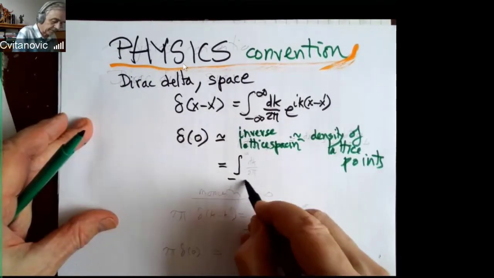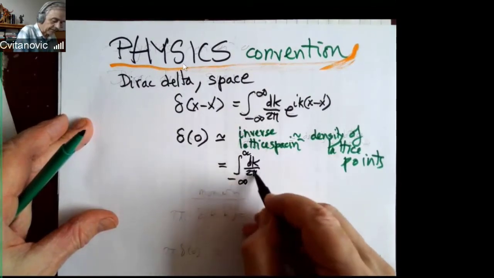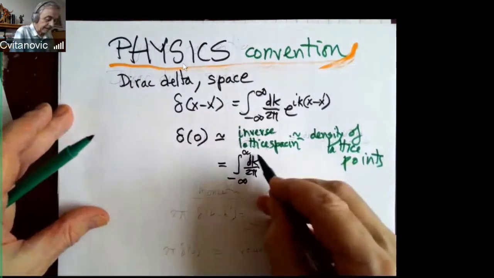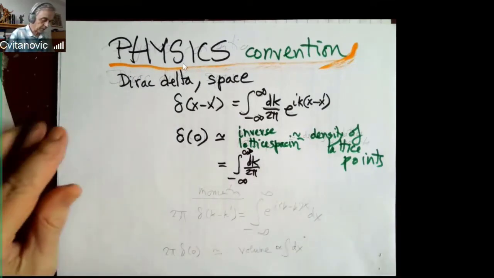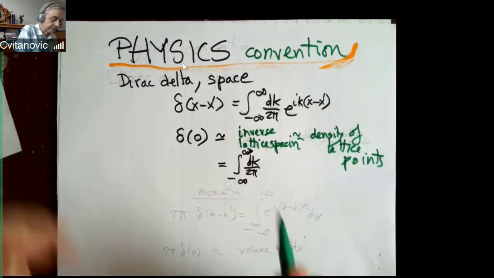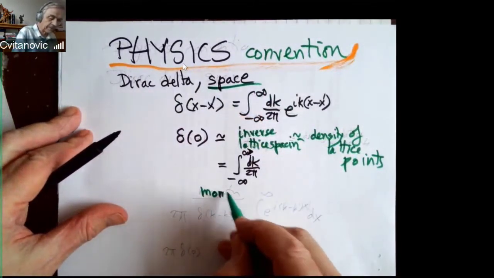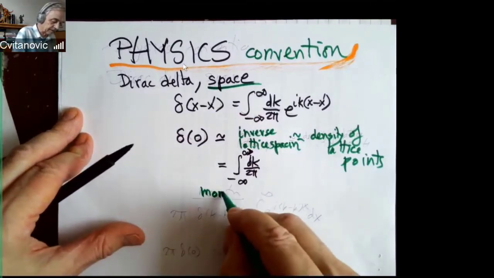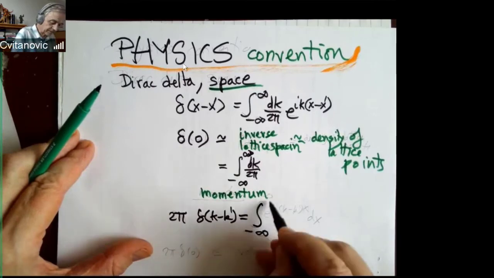Because you're going from minus to plus infinity, you get formally infinity for 0. That's what it intuitively means to condensed matter physicists. It's a limit of what happens when you have small lattice spacing. In momentum, this is space, but now in momentum, or wave number, or frequency, or whatever you want to call it, 2 pi is integral from minus to plus infinity.